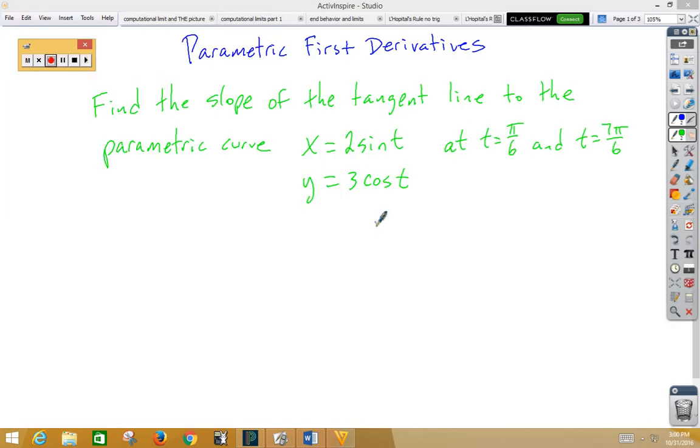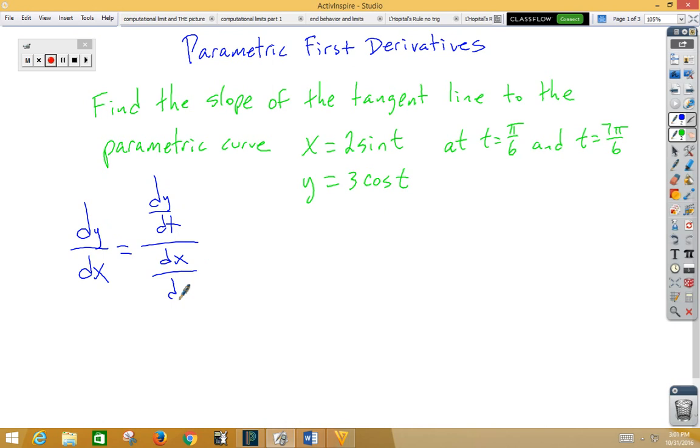In this video, we're going to be doing some parametric first derivatives. In this first example, find the slope of the tangent line to the parametric curve. That phrase implies we're going to take the derivative dy/dx and then plug in some values. Remember, for parametric equations, dy/dx is really dy/dt over dx/dt. So we need to do a couple of derivatives here.